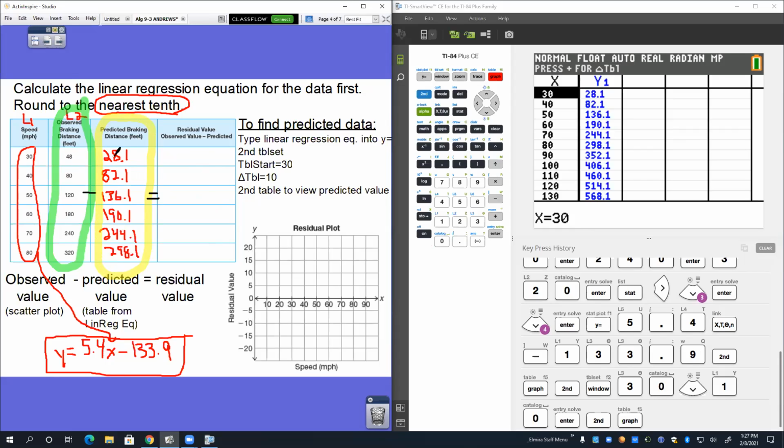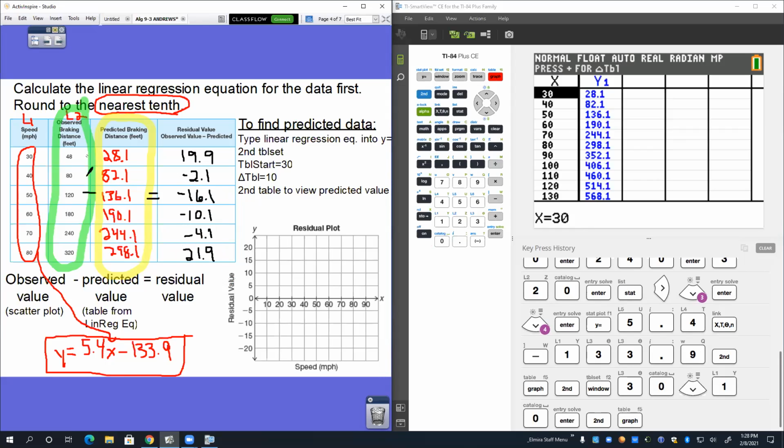So 48 minus 28.1 gives you 19.9. 80 minus 82.1 gives you negative 2.1. It's okay to get negatives. 120 minus 136.1 gives you negative 16.1. 180 minus 190.1 is negative 10.1. 240 minus 244.1 gives you negative 4.1. 320 minus 298.1 gives you 21.9.